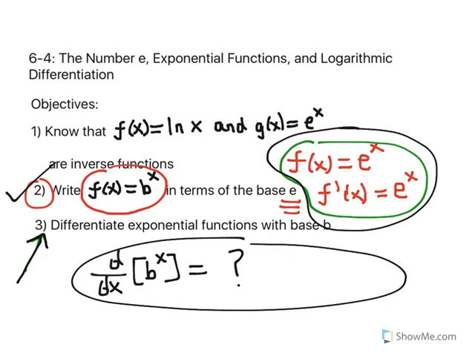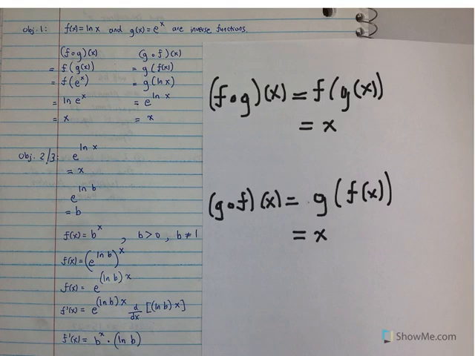So let's take a look at the first objective. Know that f of x is equal to natural log of x and g of x is equal to e to the x are inverse functions. First, let's quickly review what it means for two functions f and g to be inverses of each other. That means when you make them work in order, where one goes first and the other one follows, the second function will undo the work that was done by the first function. So whatever the original input for the first function is, the output from the second function will be the same, because it would just undo what was done by the first function.